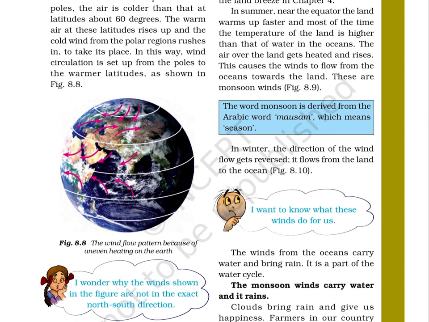The word monsoon is derived from the Arabic word mawsam, which means season. In winter, the direction of flow is reversed. It flows from land to the ocean.